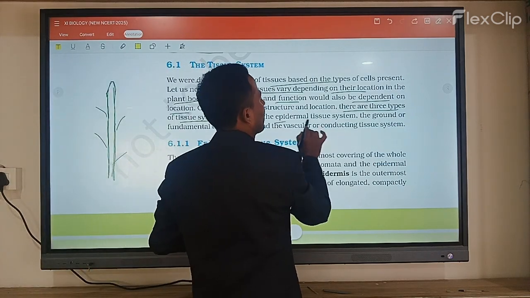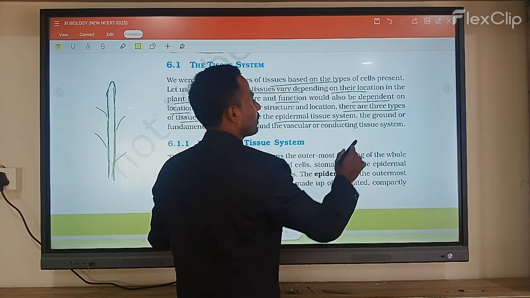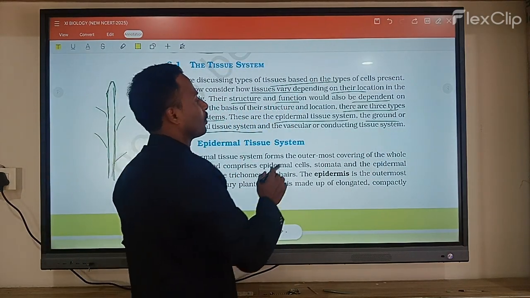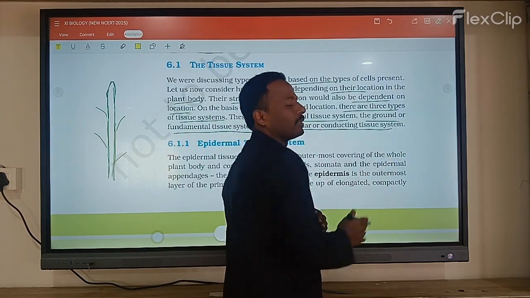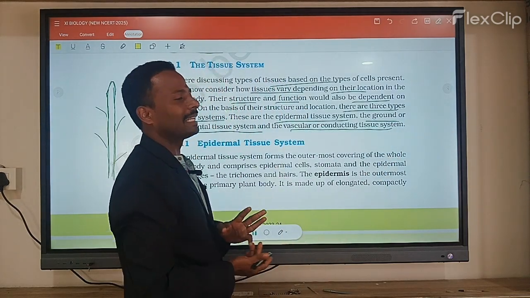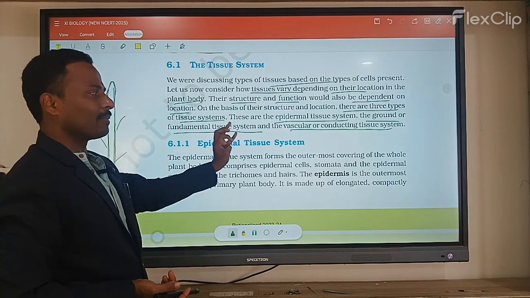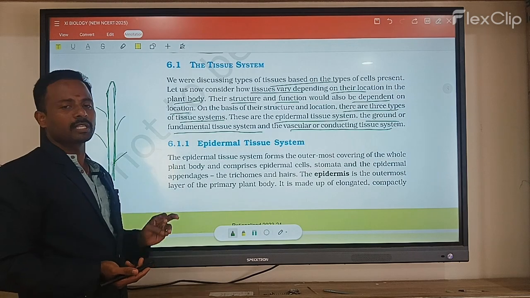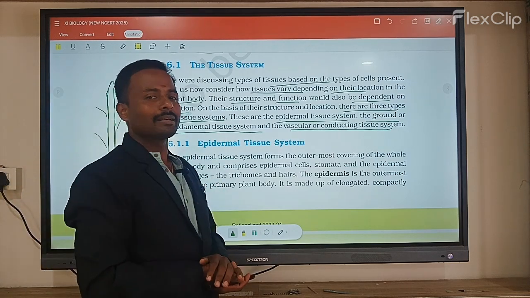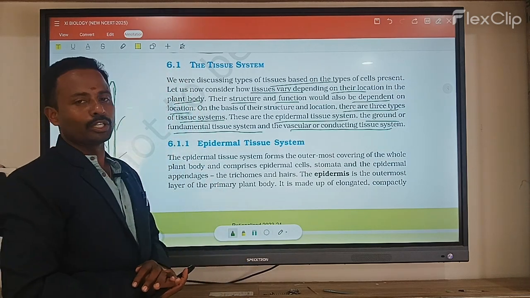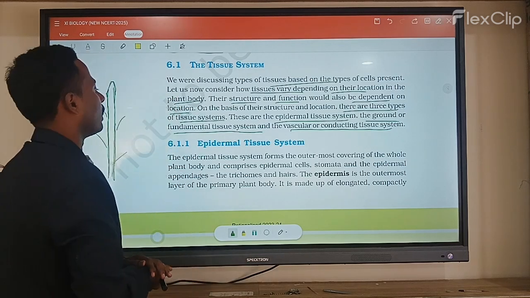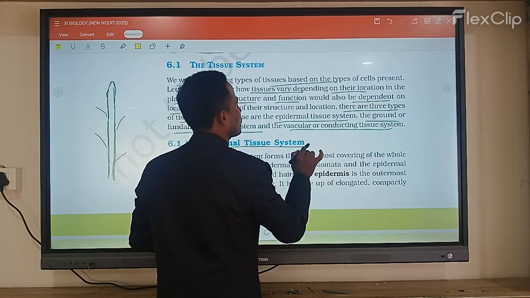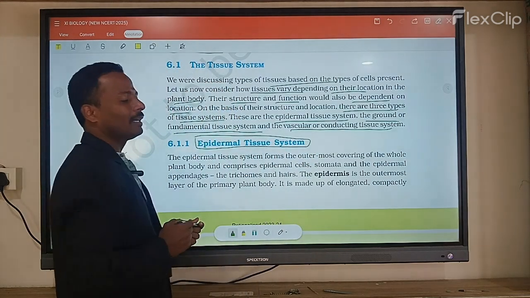They are the epidermal tissue system, the ground or fundamental tissue system, and the third one is the vascular or conductive tissue system. So three systems are present: first the epidermal tissue system, second the ground or fundamental tissue system, and third the vascular or conductive tissue system. Now let us first talk about the epidermal tissue system.